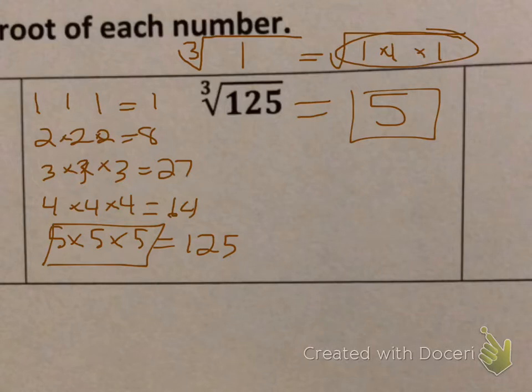So again, this was a cubed root. This little number right here in the crevice tells me how many of that same thing I have to have in order to bring it out of the radical.